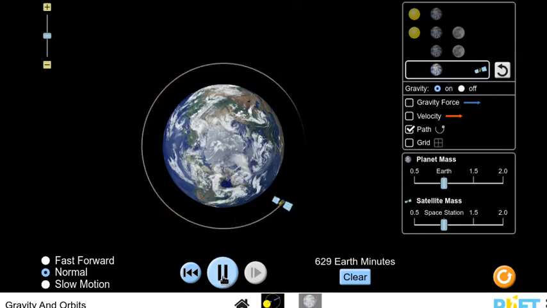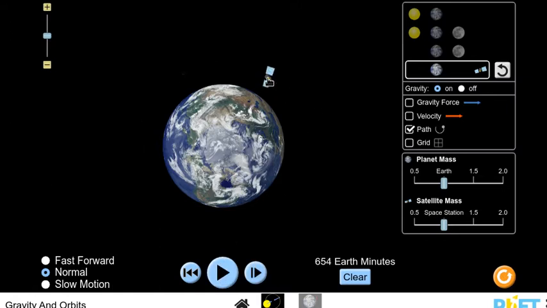So let's pause this and see what that would do. We're going to take the satellite from this altitude and push it a little further out. Because we're increasing the altitude, that takes a fair amount of energy to do. How much energy is it going to take?